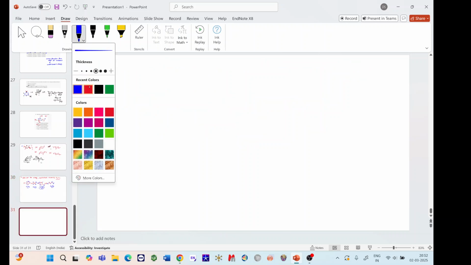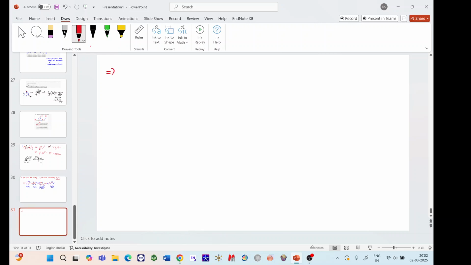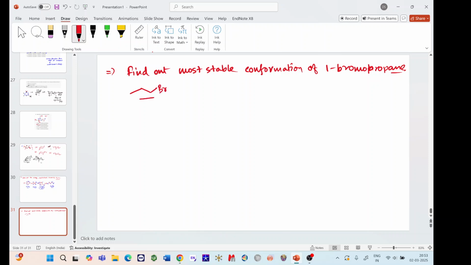And find out the most stable conformation of 1-bromopropane. Okay, 1-bromopropane. So this is your molecule, and the options will be. So can you try? I'll give the options.